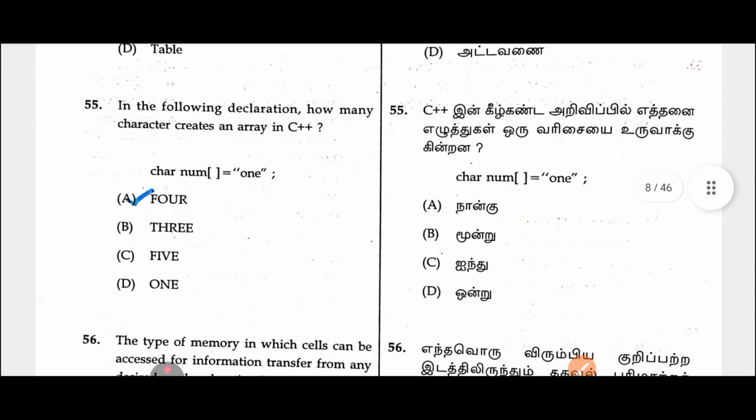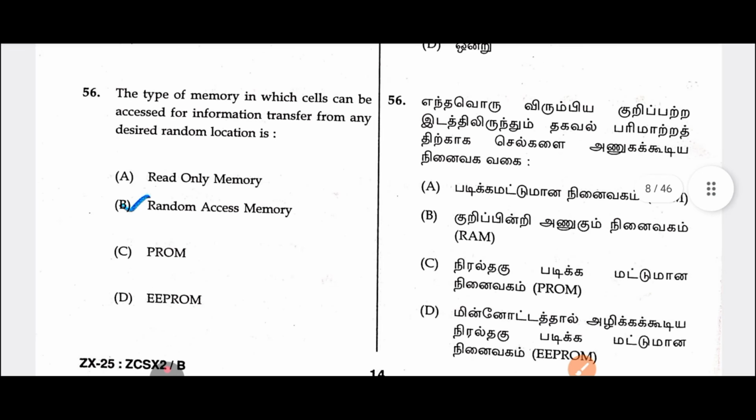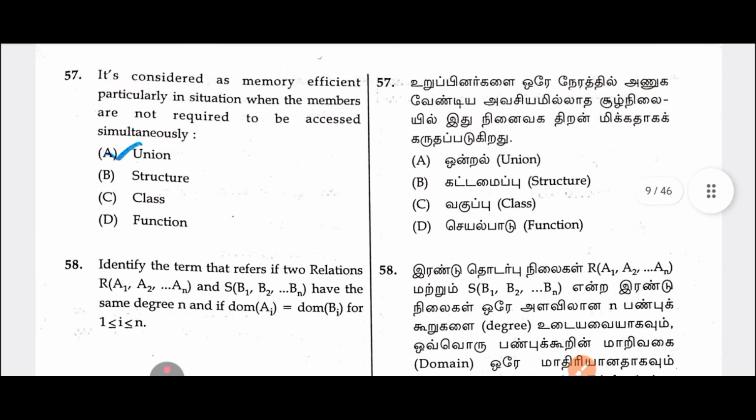In the following declaration, how many characters creates an array in C++? 4. The type of memory in which cells can be accessed for information transfer from any desired random location is random access memory. It's considered as memory efficient, particularly in situations when the members are not required to be accessed simultaneously. Answer is A. Union.